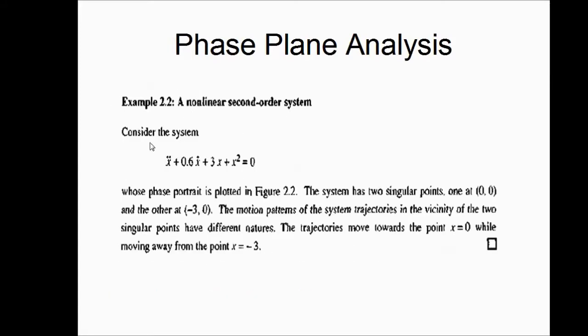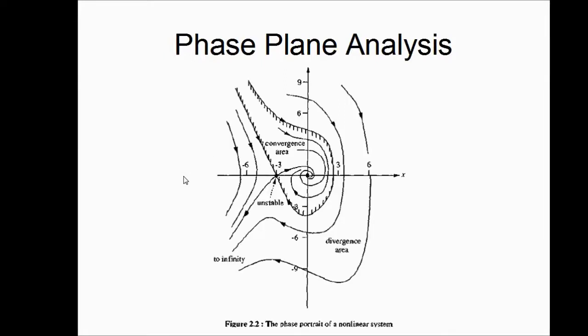Let's look at a nonlinear second order system of this type. It's a nonlinear system because x squared is entering the equation. If x squared didn't exist, it would have been a linear system. So this is the phase portrait of the system by defining the state variables. x and x dot are the state variables.